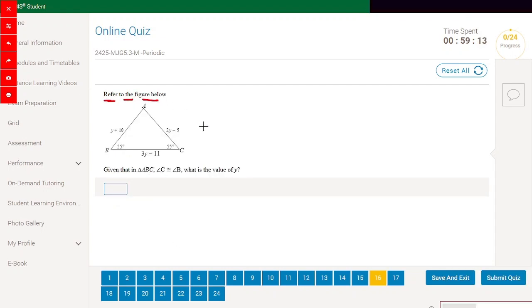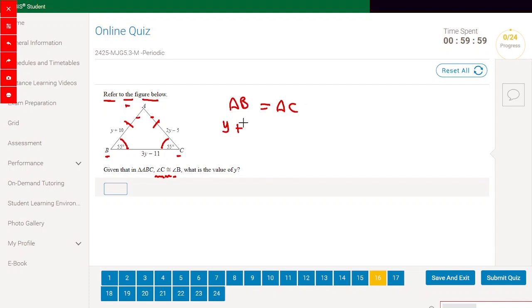Refer to the figure below. I have this figure. Given that in triangle ABC, angle C is congruent to angle B, 55, 55, that means these two sides are equal. So this is an isosceles triangle. So what is the value of y? That means this side will be equal to this side. So AB equal to AC.